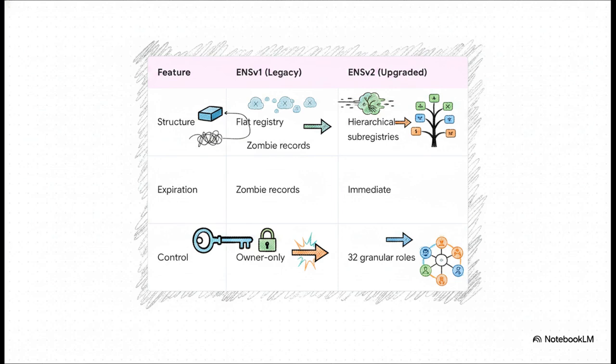And let's look at expiration. In v1, if a parent name expired, its subnames could theoretically just stay active out there, creating these really weird, confusing zombie records. In v2, expiration is immediate. If a name expires, the entire subtree instantly vanishes. Plus, control has completely shifted from this rigid, owner-only model to a highly granular system that uses 32 specific roles.